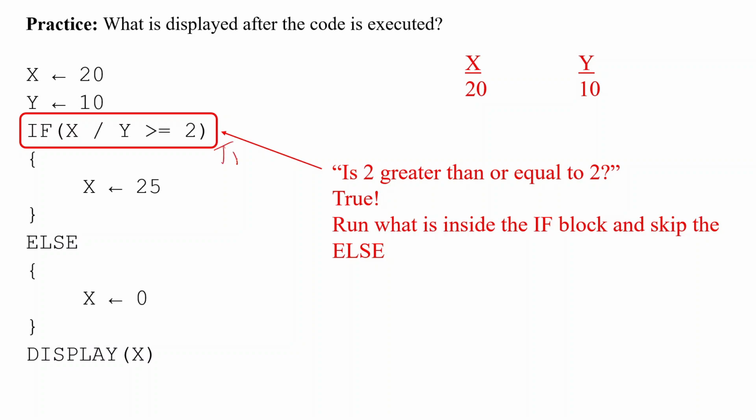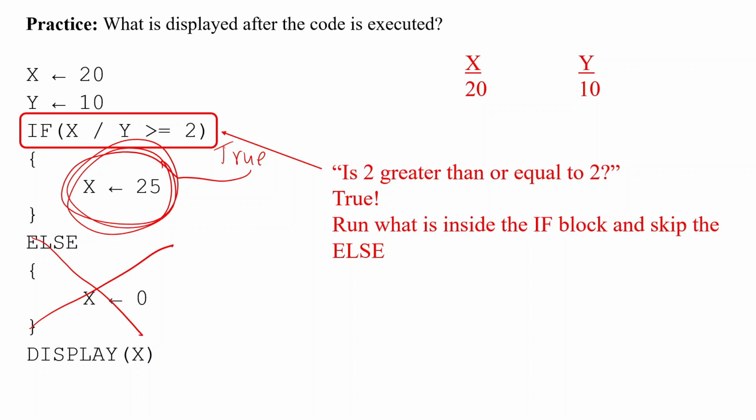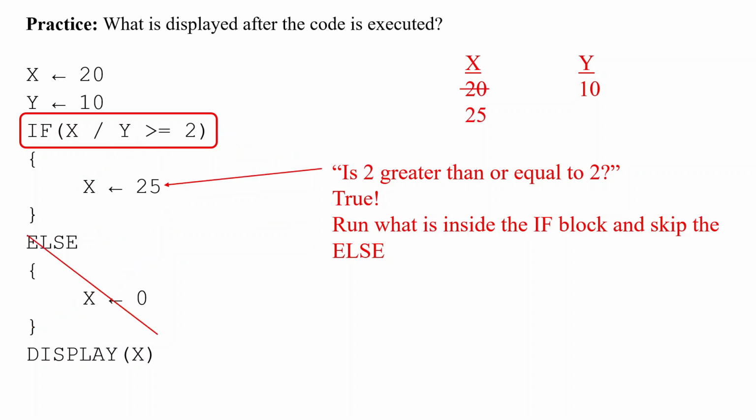Because it's true, we run what is inside the if block and we skip the else. So we are going to run this right here, and we are going to skip this else statement. The else statement only runs if that expression was false, and it's not. So we skip it. We only run the statement inside, which says 25 gets stored in x. So we change this from a 20 to a 25. And then my last line of code that runs is display the value of x, which is going to be 25, because that's what's stored in my variable.